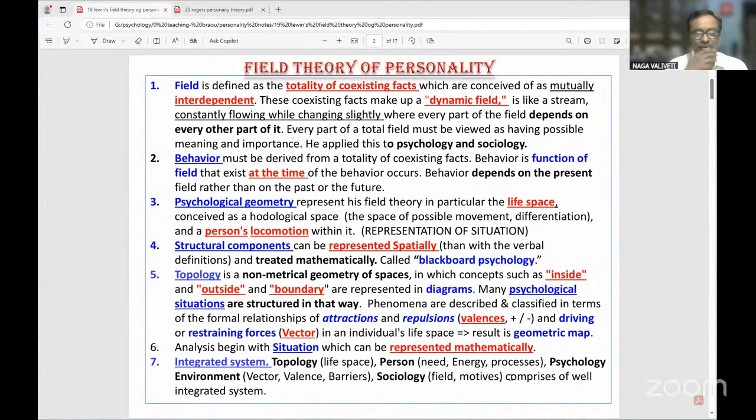Then topology, I told you, there is an inner person, an outer person, and the external. Then there is a psychological field, outside that the physical and sociological environment. So there are certain layers in that, there are partitions, boundaries. The boundary thickness also plays a role. He explains the boundary thickness.